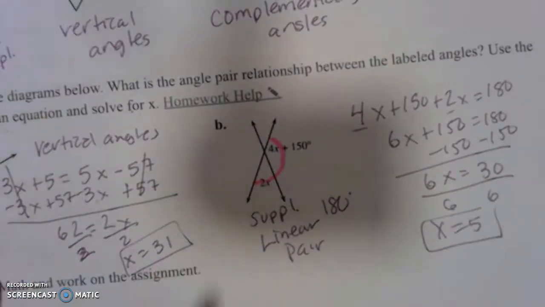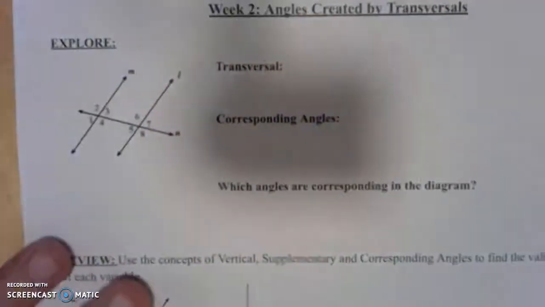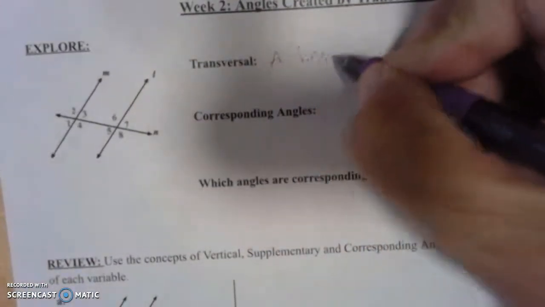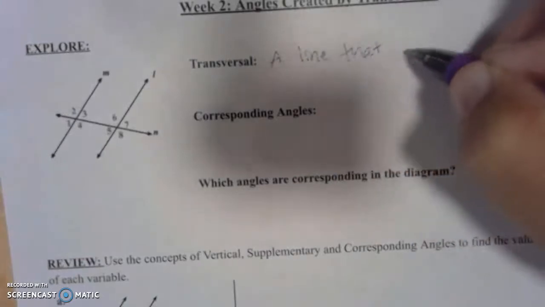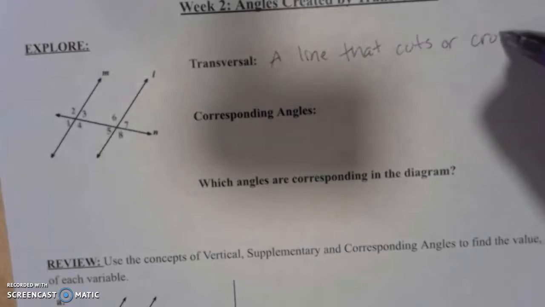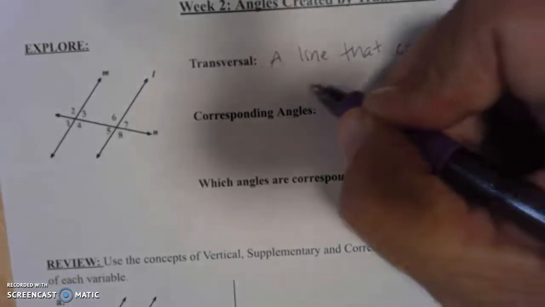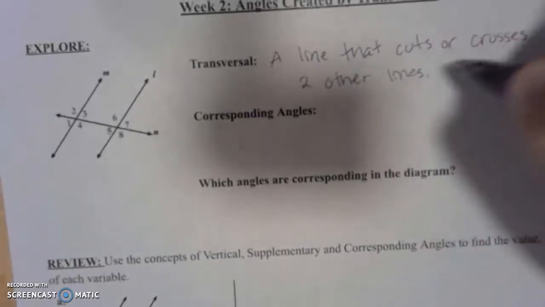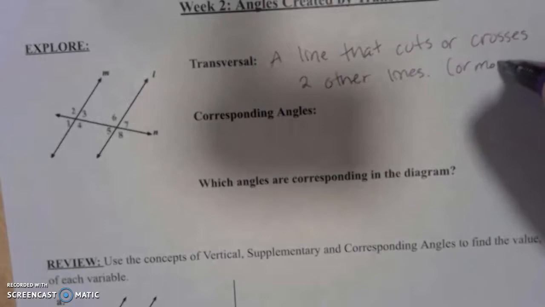All right, so we finished that first little section, but I'm going to keep the notes for this going because this is related, and this is just a one-pager right here. More vocabulary. Welcome to math. There's lots of vocabulary in here. Transversal. Transversal is a line that cuts or crosses two other lines, at least. Okay, it could be more.